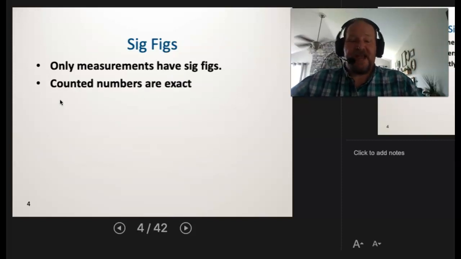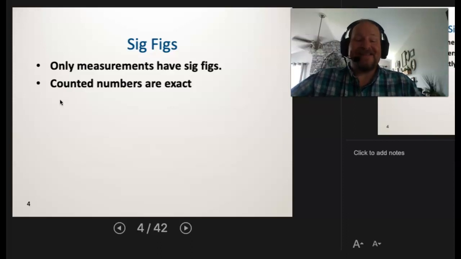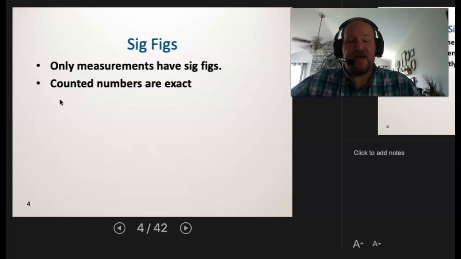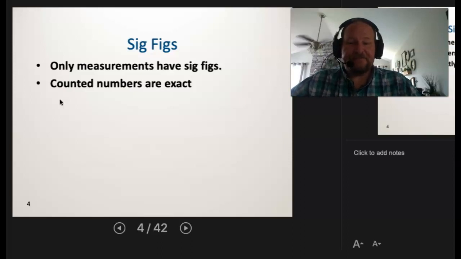So in other words, if it's a counted number, like I have 18 people enrolled in my class, then that's an exact value and is not considered a measurement. And so sig figs will not apply to that. So the 18 wouldn't be two sig figs. It would be an unlimited number of significant figures. And we'll see how that works out when we look at calculations.